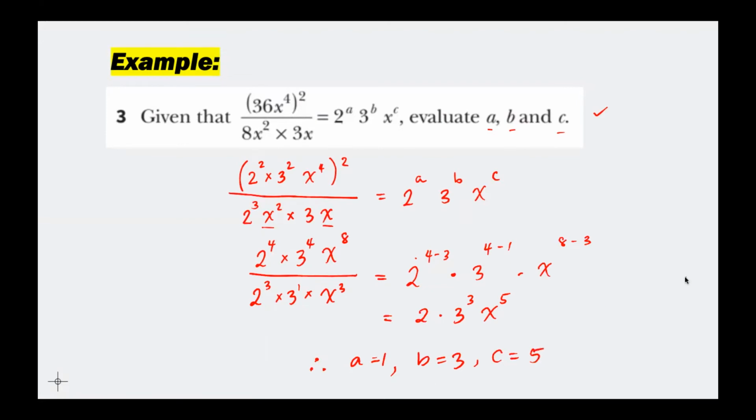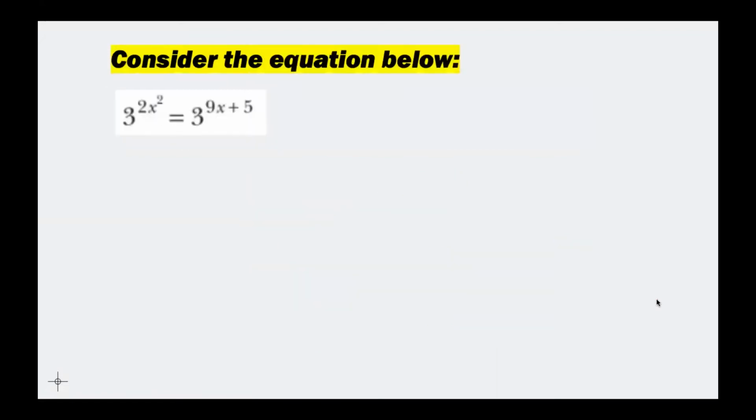Right, so now we can use these properties to actually solve the equation. So this is an equation that involves indices. You have to bear in mind that when we are solving equations involving indices, we have to make sure that the base is the same. If you notice here, the base is already the same, isn't it?